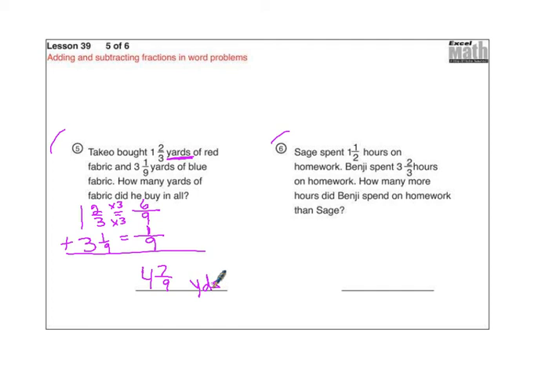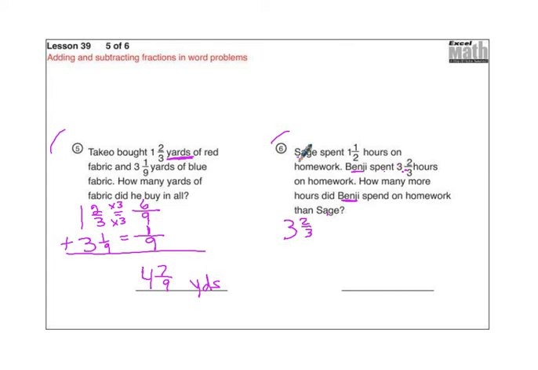All right, number 6. Sage spent 1 1/2 hours on homework. Benji spent 3 2/3. How many more hours? So we got to put the 3 2/3 on the top. And they try to trick you on some of these, so you got to watch out. How many more hours did Benji spend than Sage? Benji did spend more than Sage, so we are actually going to do the subtraction.